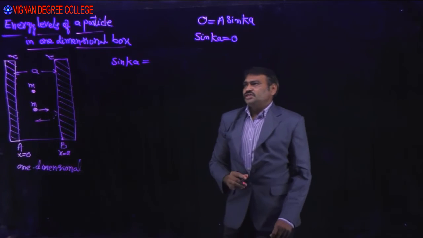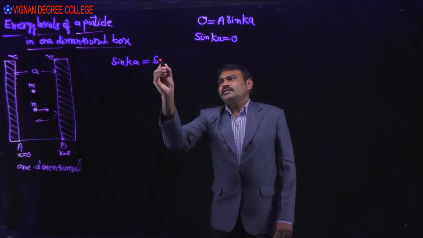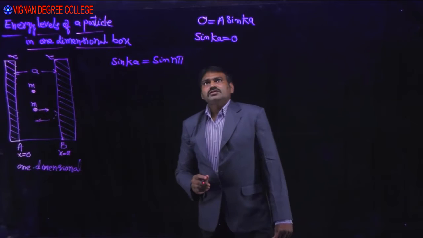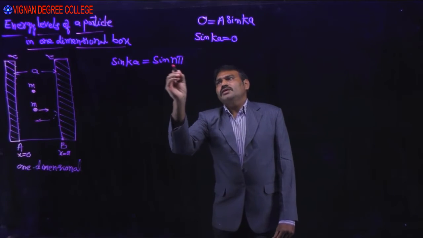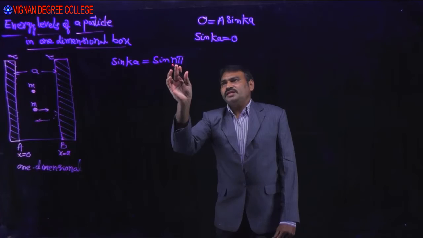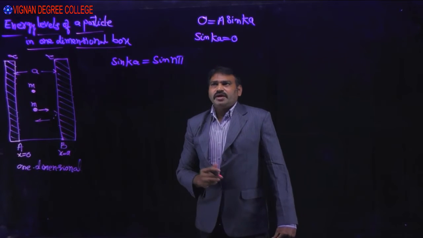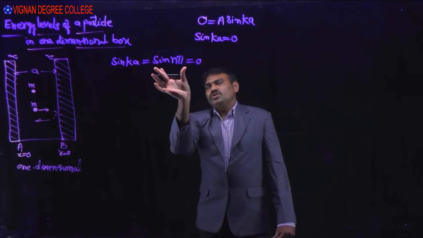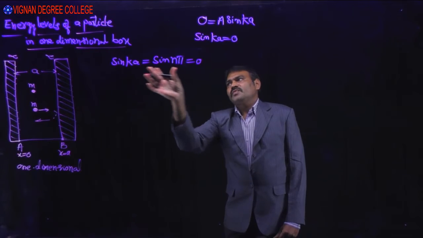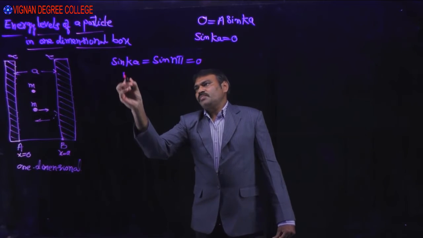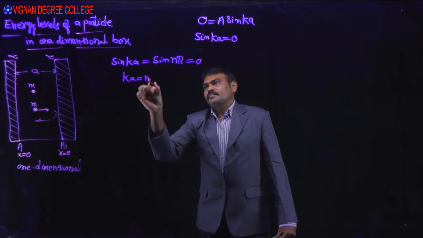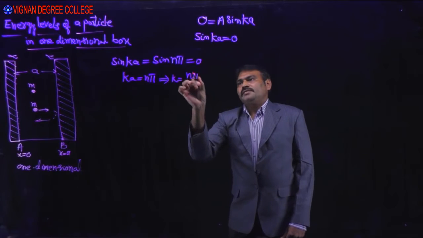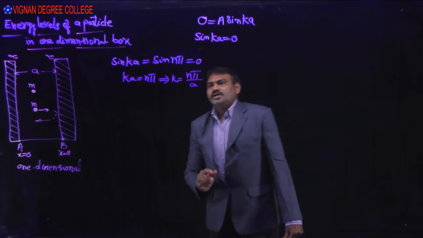When sin ka is equal to sin n pi, then ka is equal to n pi. Here sin pi is 0, sin 2 pi, 3 pi and so on up to sin n pi is equal to 0. Here sin ka is equal to sin n pi, then ka is equal to n pi. This implies k is equal to n pi by a.